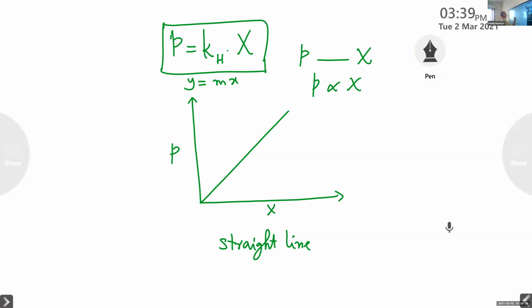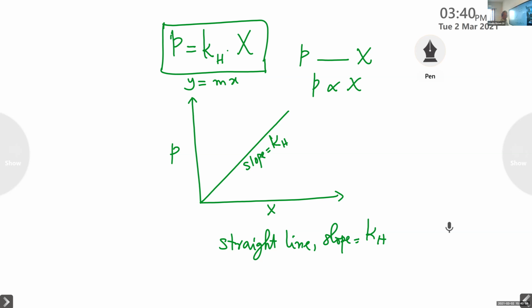And what about the slope of this line? The slope of the line is equal to, can you say, what is the slope? What is the constant? That is equal to Kh. Yeah. Slope is equal to the Henry's constant Kh. And this is the graphical representation for Henry's law.